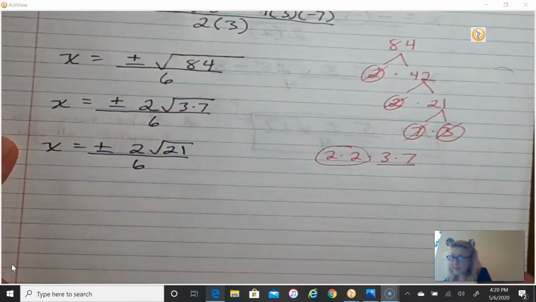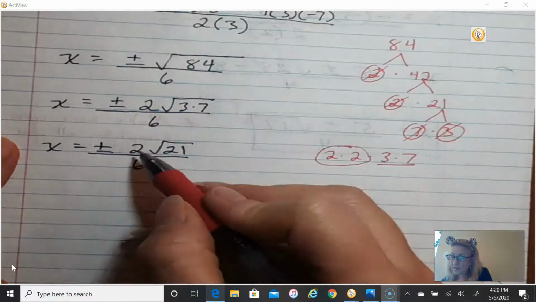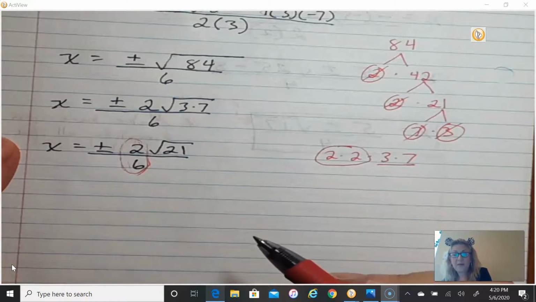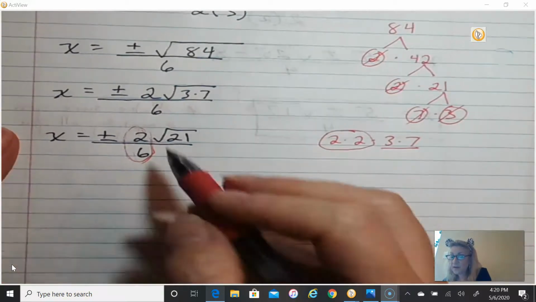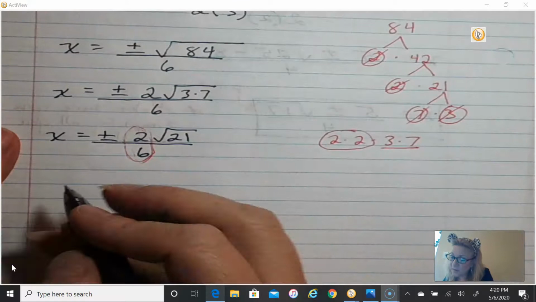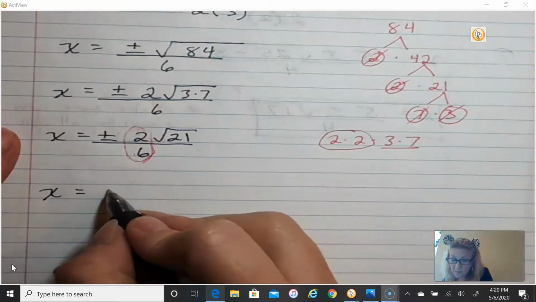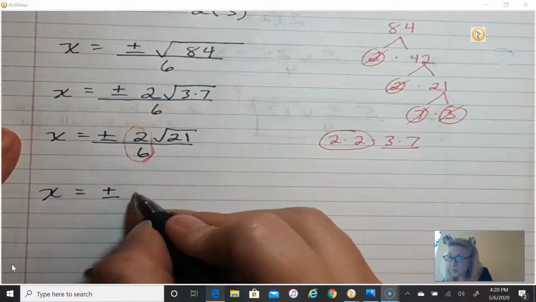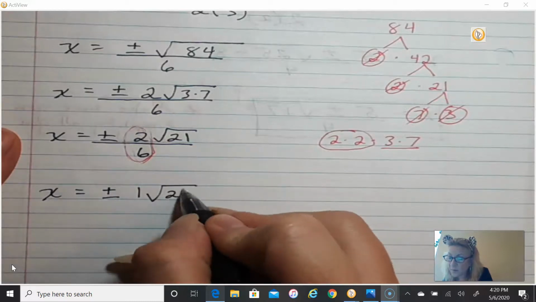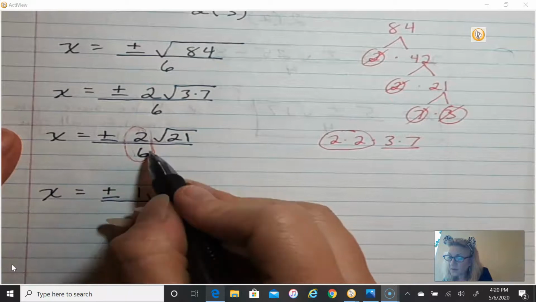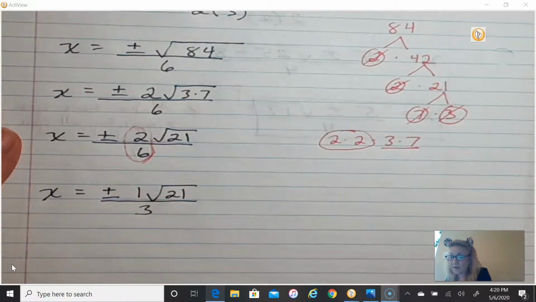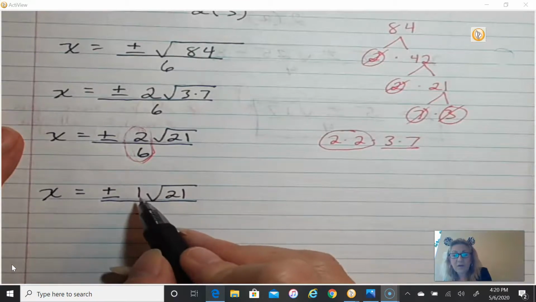Now, notice this right here. Can we simplify that? Yes, we can. 2 goes into 2. Let me show you. Plus minus. 2 goes into 2 how many times? 1 times square root of 21. 2 goes into 6 how many times? 3. There you go. Do we have to have that 1 there?